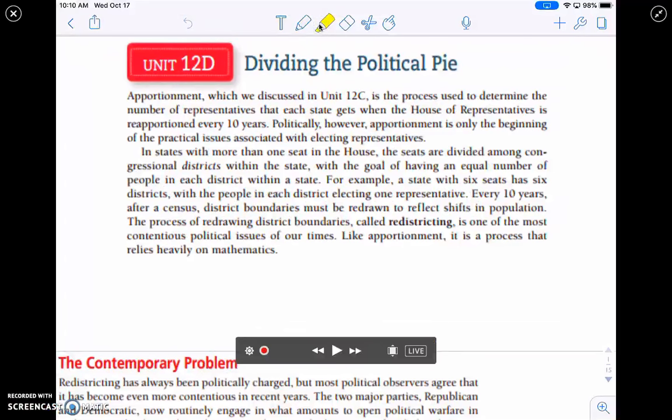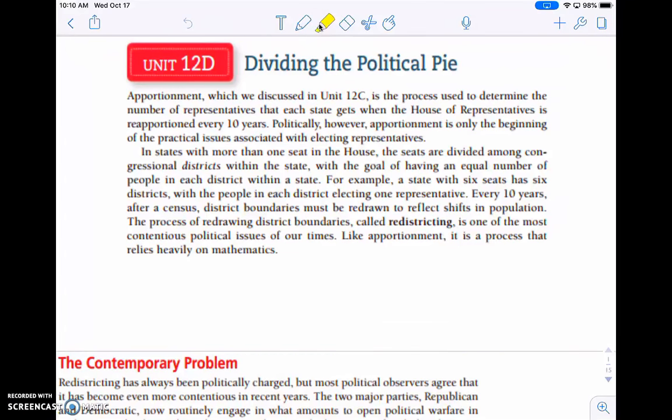Okay, this is Unit 12D. We're looking at dividing the political pie. In the last section, 12C, we looked at apportionment, which was the process used to determine the number of representatives that each state gets when they reapportion every 10 years. Now, the apportionment is just the beginning of a lot of issues associated with electing representatives.